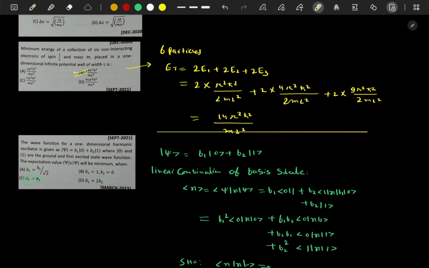Minimum energy of a collection of 6 non-interacting electrons of spin 1/2 and mass m placed in one dimensional infinite potential well of depth L. So how many particles? 6 particles with spin 1/2, fermions, placed in a one dimensional infinite potential well. So what will be the energy value? There are 6 particles, so what will we do? We have to put 2, 2, 2.